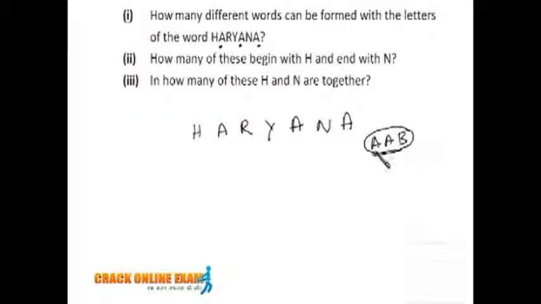So how do I do that? Say this A and B. The next arrangement will be A, B, A, right? And the third arrangement will be B, A, right? Now I don't have more arrangements because these two A's are identical, right?